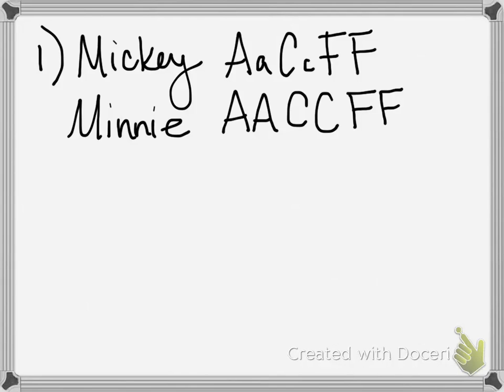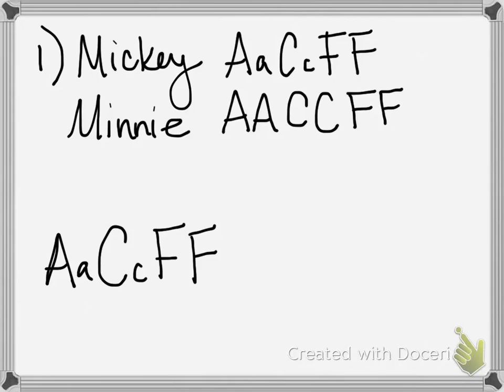In the next part of the question, it says, assuming independent assortment for all gene pairs, what is the probability that Mickey and Minnie will have a baby mouse that has the genotype big A, little a, big C, little c, big F, big F? There's two ways you can do this. The first way is you can look at each gene independently and then multiply their probabilities together.